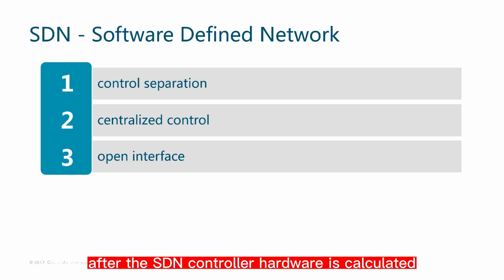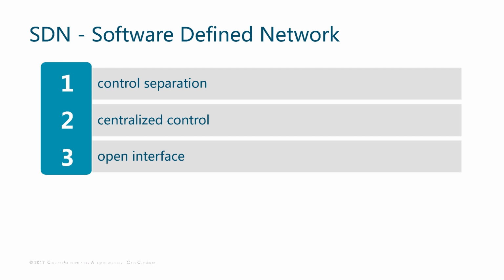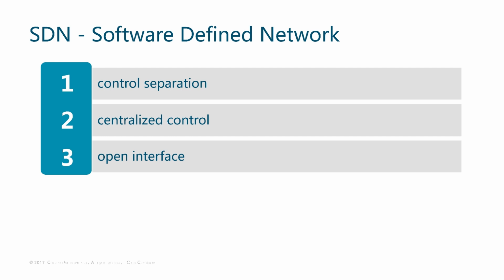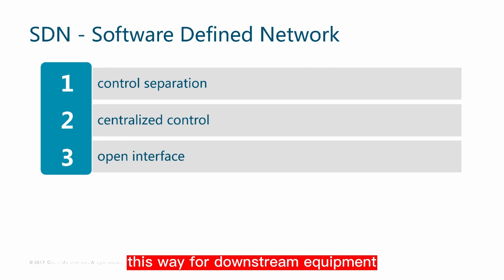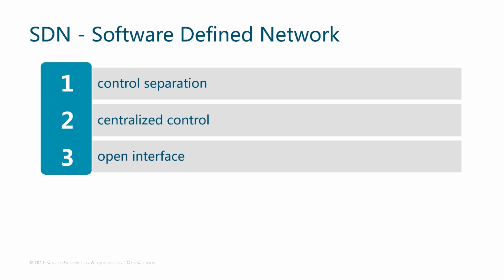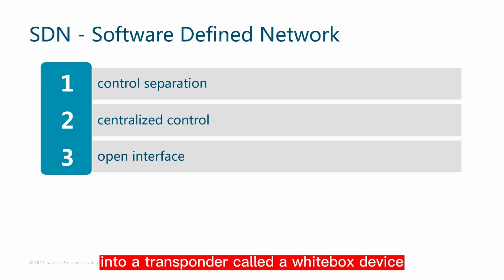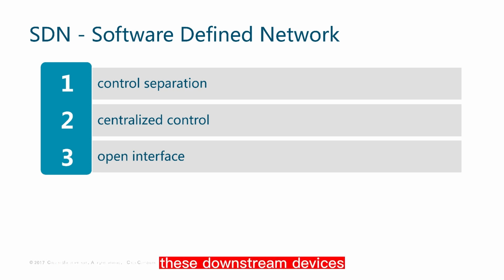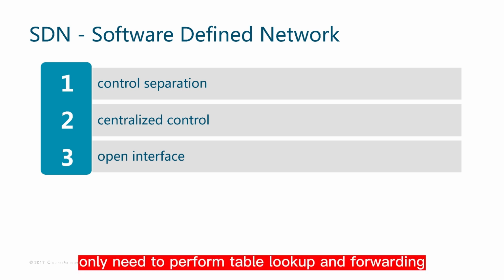After the SDN controller hardware has calculated, it gives the table to the device, and then the data is sent. It directly performs lookup table forwarding. No more calculations. This way, the downstream equipment becomes a transponder, called a white box device. All control is done by devices such as the upper layer SDN. These downstream devices only need to perform table lookup and forwarding.